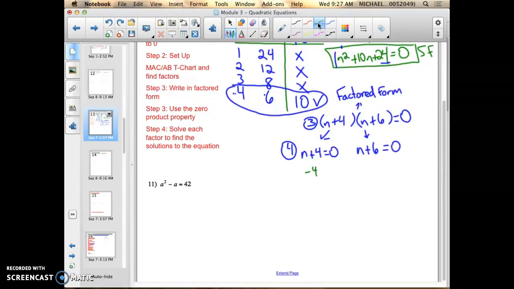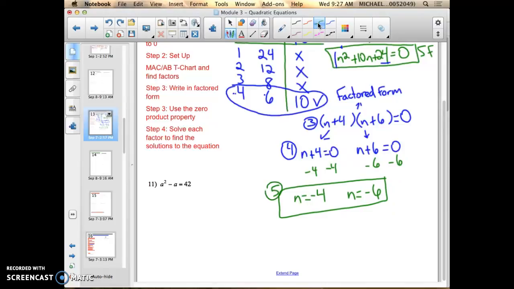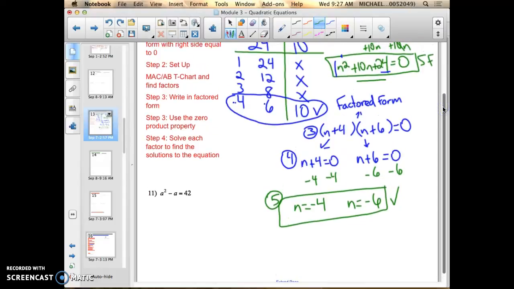I subtract 4, so n equals negative 4 over here. And I subtract 6, n equals negative 6. That is technically step 5, and that is my answer. Now, again, it's important to note, if I were to graph this original quadratic function, n squared plus 10n plus 24 written in standard form, it would hit the x-axis at negative 4 and negative 6.